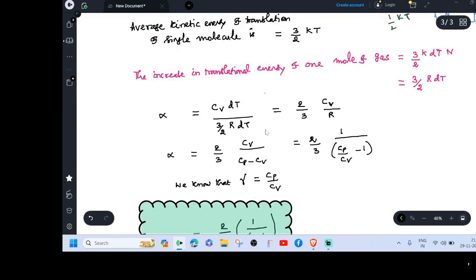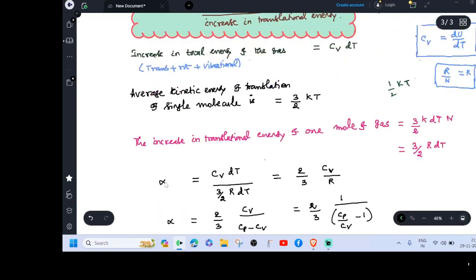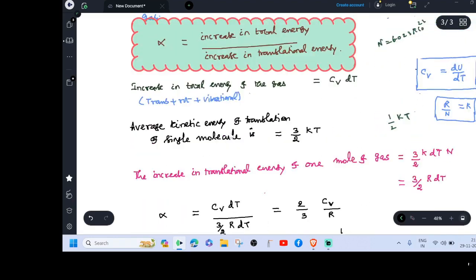dT cancelled. But according to Mayer's relation, Cp minus Cv equals R. So this R is replaced by Cp minus Cv. Now this is modified as 2 by 3 Cv by (Cp minus Cv). Dividing by Cv, Cp by Cv is our gamma, so we get 1 divided by (gamma minus 1). Then alpha equals 2 by 3 into 1 divided by (gamma minus 1), which is the relation connecting atomicity and Cp and Cv.